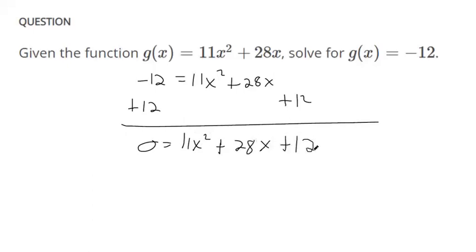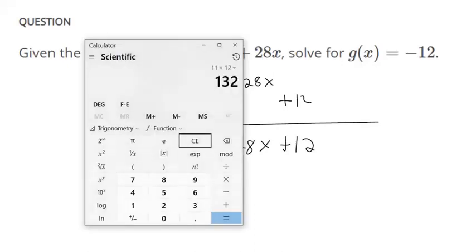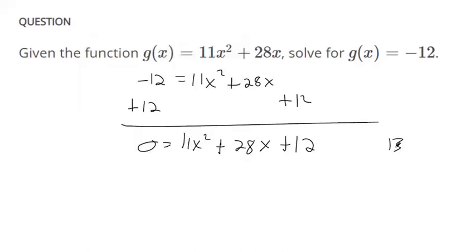Okay, and to solve this quadratic, you could use the quadratic formula, or you could factor. I think it's factorable. Let's see. Maybe it isn't. To do the factoring method, you'd multiply the leading coefficient and the last number. 11 times 12 makes 132. And your goal is to find two numbers that multiply to be 132 but add up to be 28.